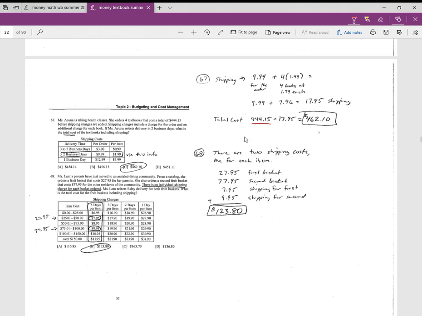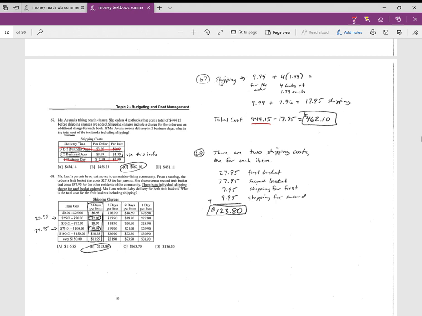Now, you always have to make sure you understand what is going on here with how they're charging. So, first of all, they want 2 business days, so we're not going to have 3 to 5 business days. So we're not going to use any of those numbers. We're not doing 1 business day, so we're not using any of these numbers. This is just for the order. It doesn't matter how many items you have. It's going to cost $9.99 no matter what for shipping.